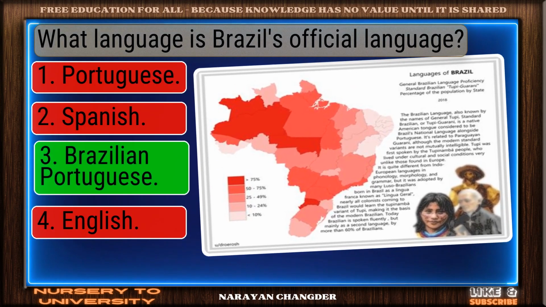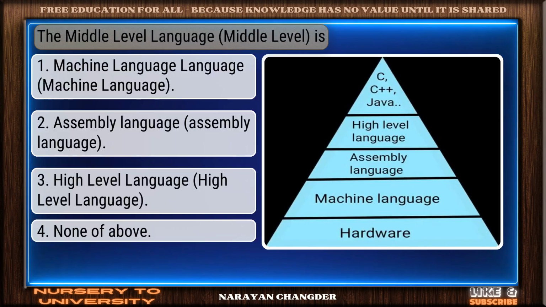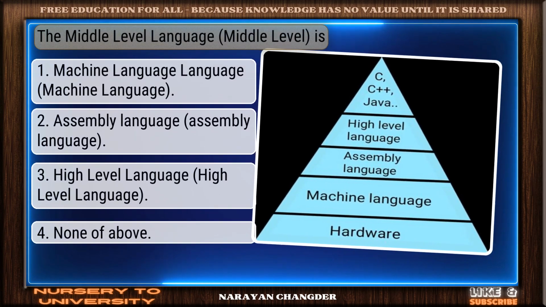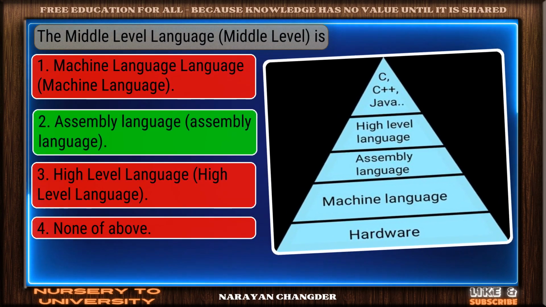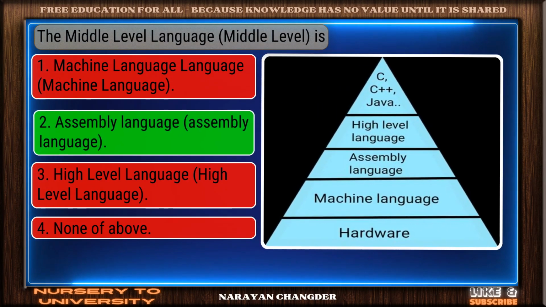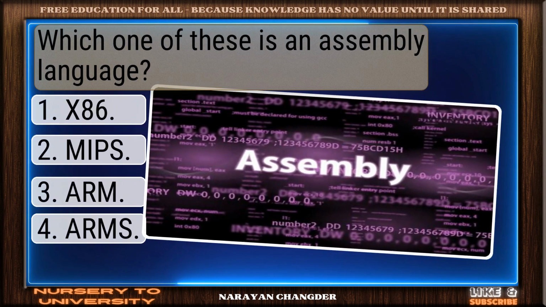You chose Brazilian Portuguese, and it is correct. Question number 61. The middle-level language is... You chose assembly language, and it is correct. Question number 62. Which one of these is an assembly language?